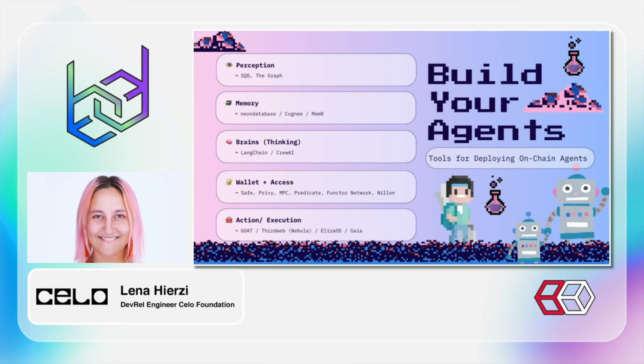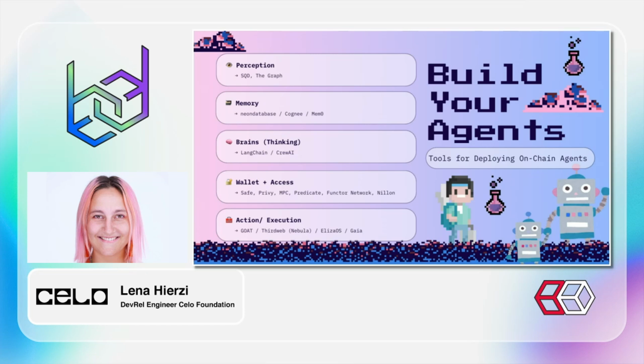So we are starting off with the perception layer. How do you get data and where do you get it? Obviously indexes like The Graph and SubQuery, but also data streams that are provided, for example, by Squid are super important for on and off-chain data.